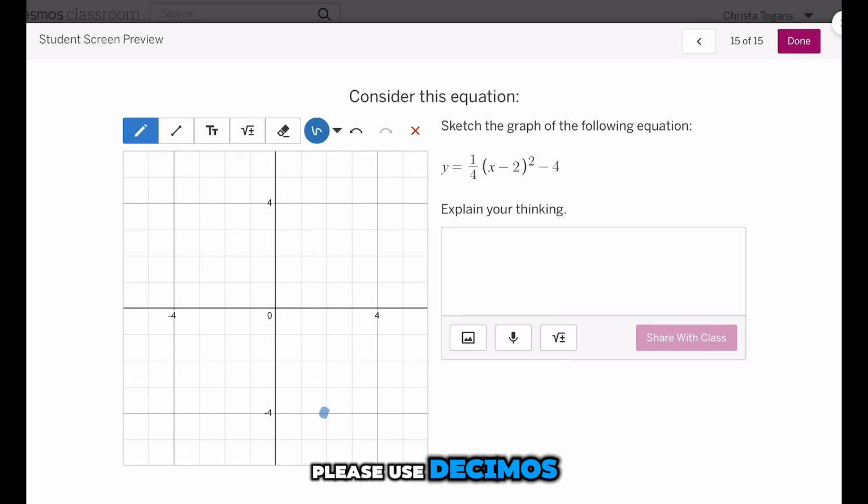Please use Desmos, and then explain your thinking. Explain what you see. Okay? This is something that you just have to do. Ignoring it does not help you. But at this point, this assignment is extremely late. So, you have to use this video to get it completed.